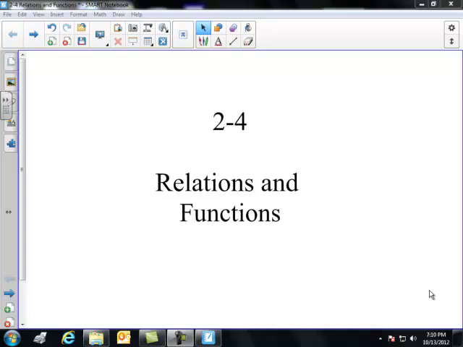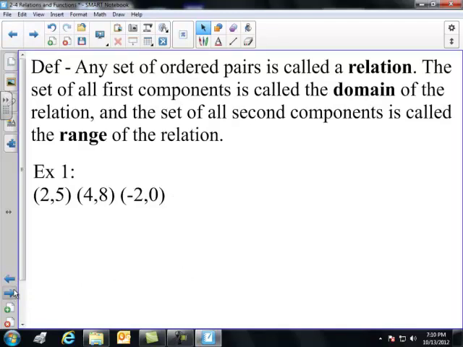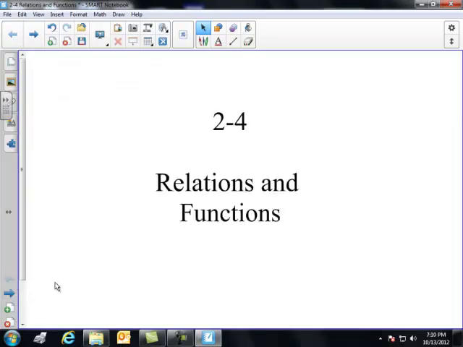Hello, I am going to be giving you some notes over section 2.4, relations and functions. Simply take some notes here, and then when you come to class tomorrow, we will go ahead and work on an assignment based on this. This is section 2.4 called relations and functions.